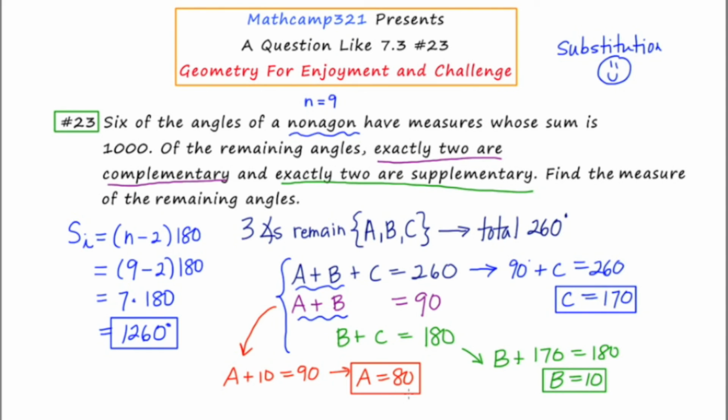2 of the angles were supposed to be complementary. And if I take A and B and add them together, they add up to 90. Those are complements of each other. 2 other angles are supposed to be supplementary, which means they add to 180. If I take B and C and add them together, 10 plus 170 is 180, so that condition has been met. In fact, all the conditions have been met. We have successfully found angles A, B, and C.